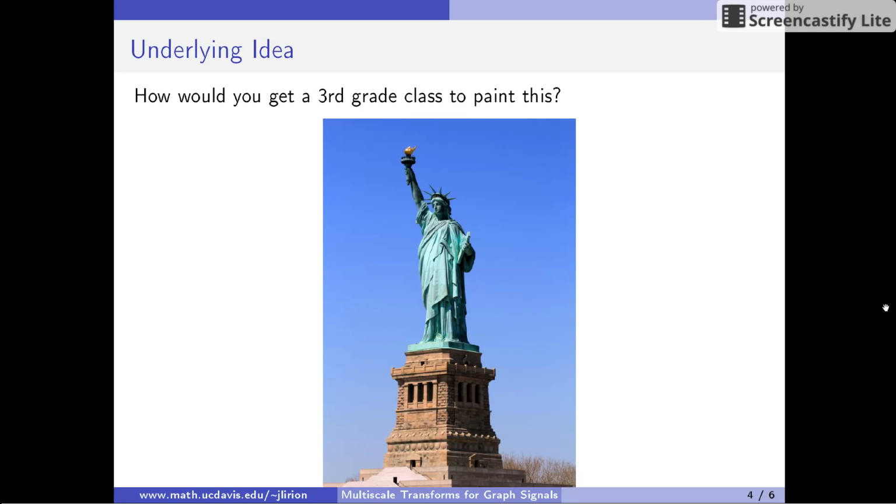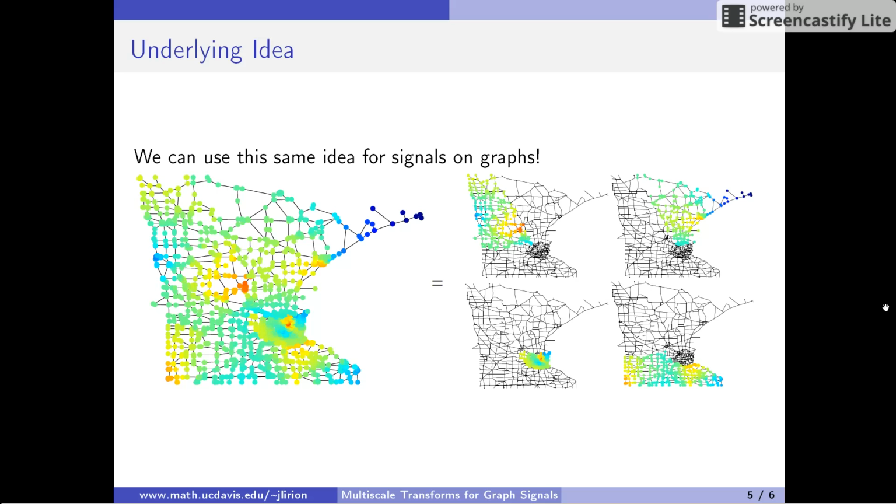base of the statue. On the other hand, you've probably got a few kids who are fast but sloppy when it comes to painting, so you'll have them paint the large, low detail regions, most notably the sky. This strategy delivers the two qualities that we're after: accuracy and efficiency. We can use this same idea for analyzing signals on graphs.